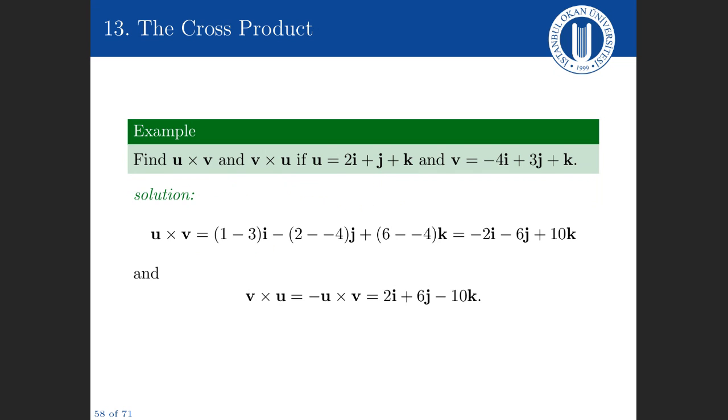And then the second one is easy. V cross U is minus U cross V. We don't need to do the long calculation. We can just use this rule. And we can say that they are 2i plus 6j minus 10k.